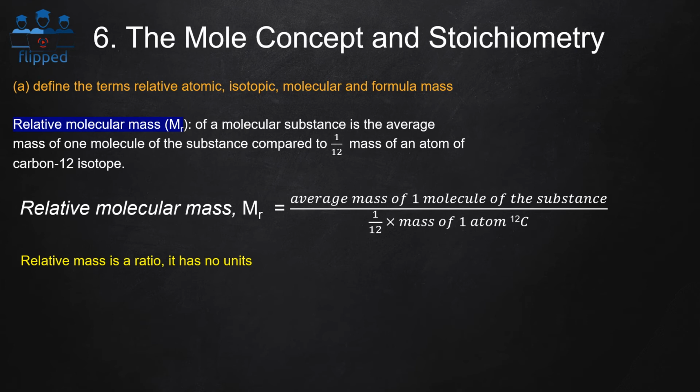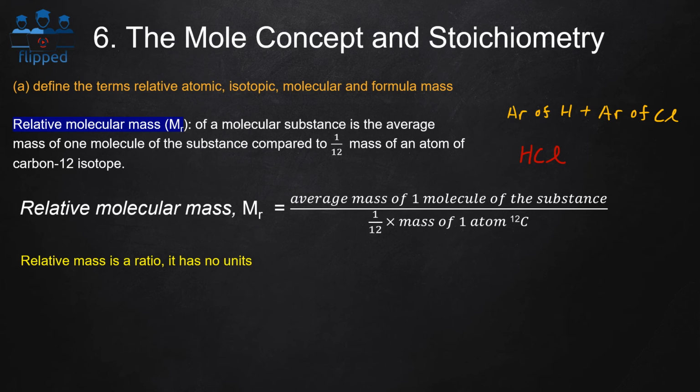The denominator, the bottom part, I won't explain because it's the same as previous slides. The top part is really just the average mass of one molecule of substance. For example, my substance is HCl. I just have to add the AR of H plus the AR of Cl. When I add them up, this is the MR of HCl.